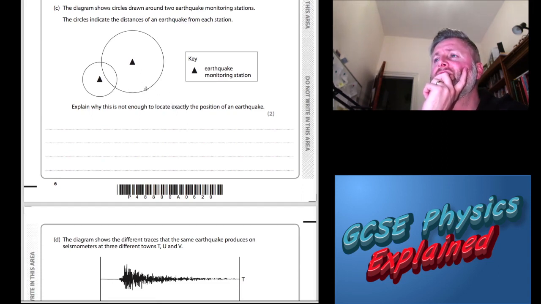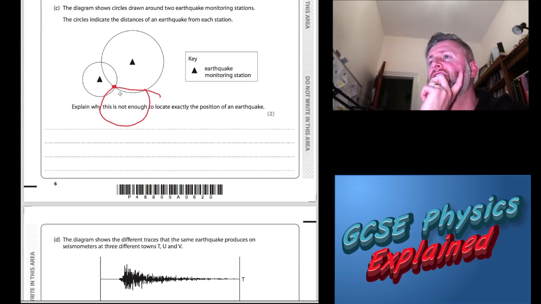Perhaps the third circle would be there like that. Not much of a circle, mind. And then you'd be able to tell that the earthquake came from here. If you put another circle on and it came up here, then obviously that would be where the earthquake was.